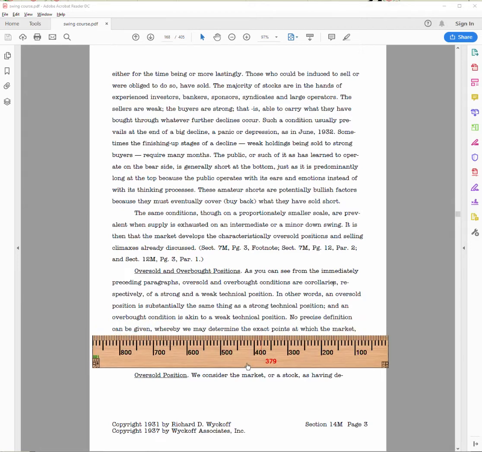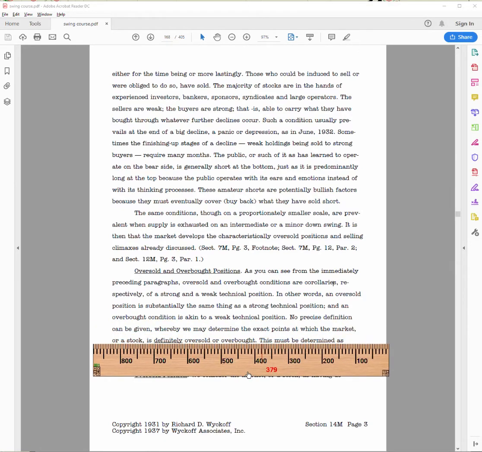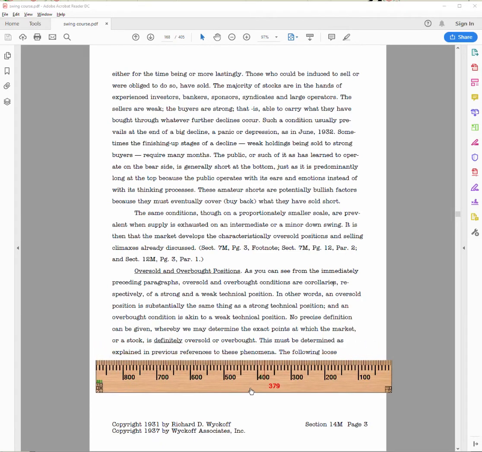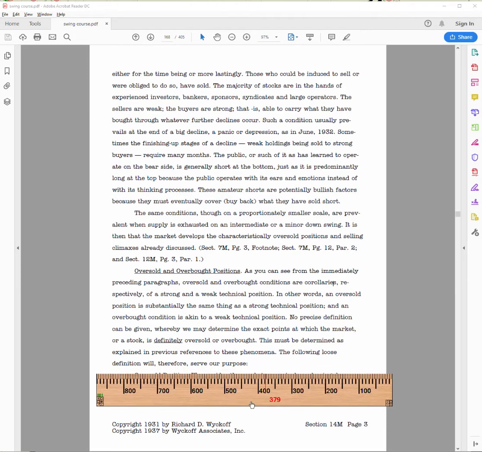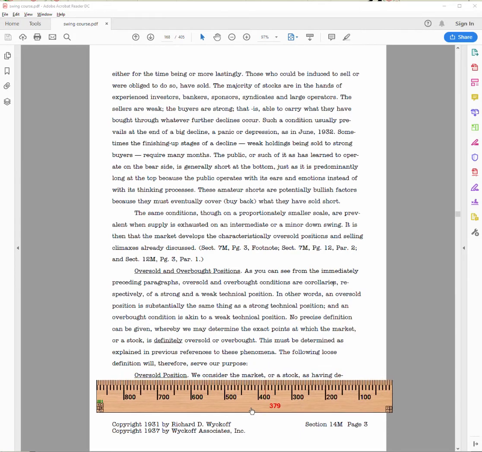No precise definition can be given whereby we may determine the exact point at which the market or stock is definitely oversold or overbought. This must be determined as explained in previous references to these phenomena. The following definition will serve our purpose. Oversold. What is oversold? Now put the indicators behind you, 30, 20, 80, whatever.